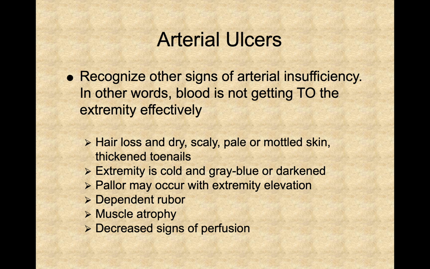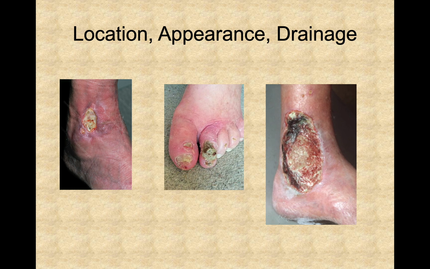Dependent rubor means that when my legs are in a dependent position or below, they're hanging down or dangling, they can get really red and purpley color. That's what dependent rubor is. So overall, what we're seeing here that can accompany and help us determine what we're looking at as arterial are those signs of poor perfusion because of the blood not getting to that extremity effectively.